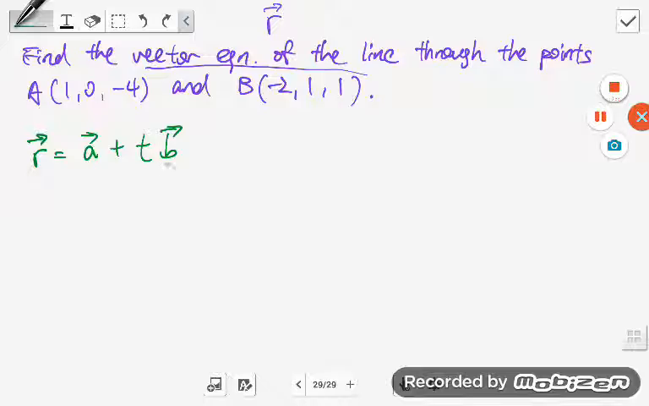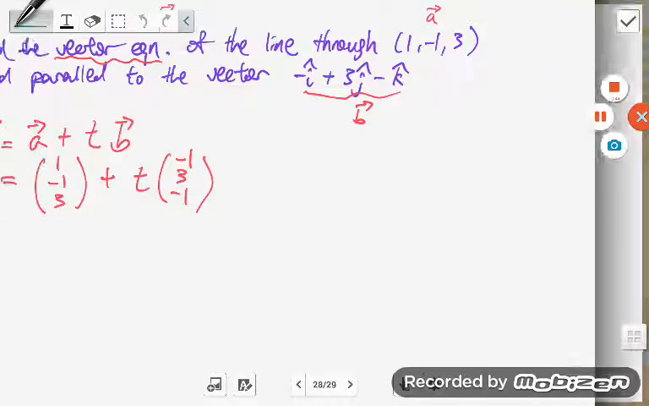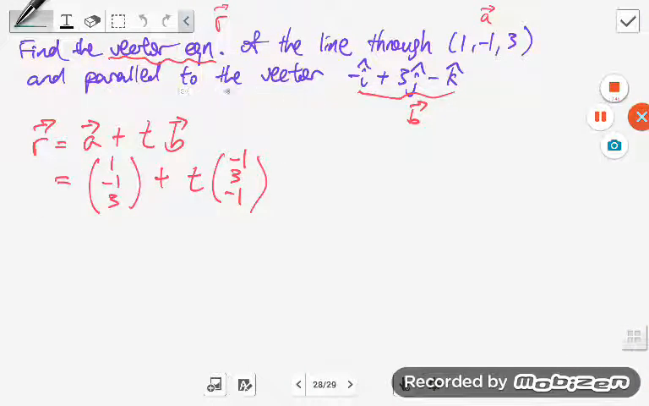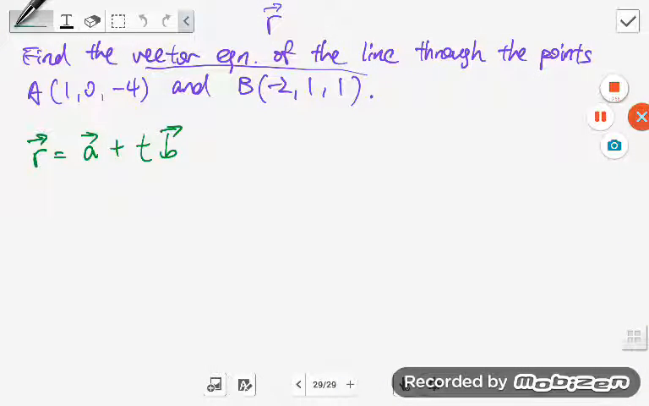However, what about our direction vector? They didn't give us the direction vector, right? Because unlike the previous example, which gave us a vector that is parallel to the line, and that is simply my vector b, my direction vector. But right now, I don't have that. All I know is this line passes through point A and B. Okay, so anyways, let me put down what I know.